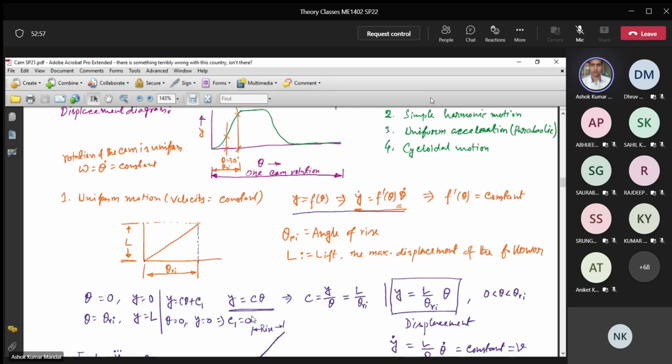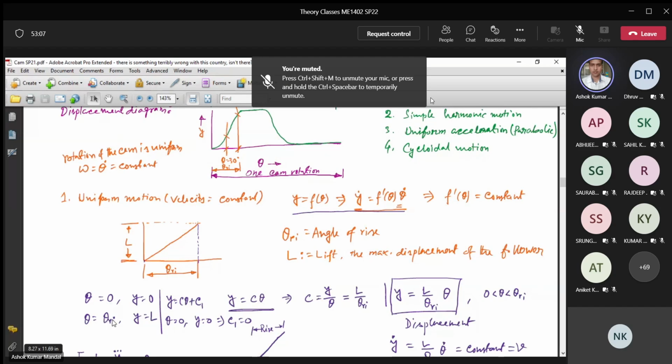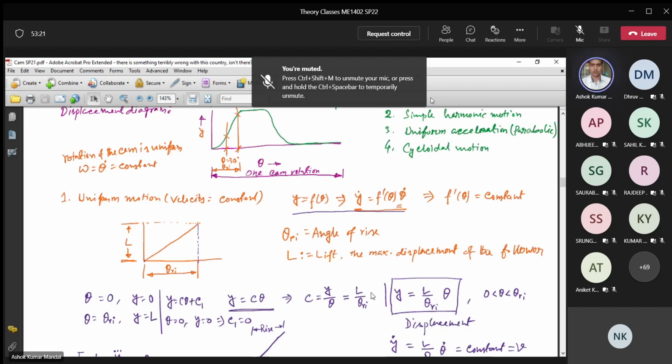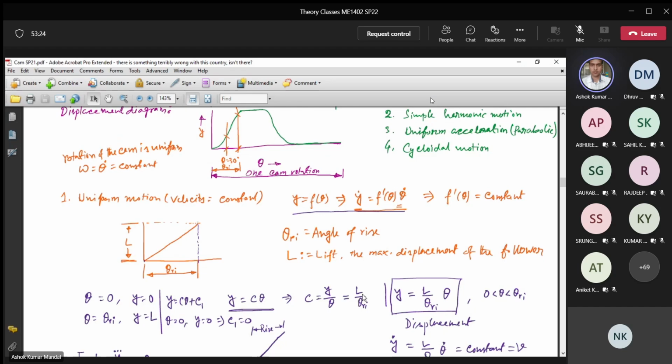The integration constant equals 0, so you have the equation y equals C theta. Now we apply this condition: put y equals L and theta equals theta Ri. So what is C? C equals L by theta Ri. From this you can say that here we have written C equals L by theta Ri.